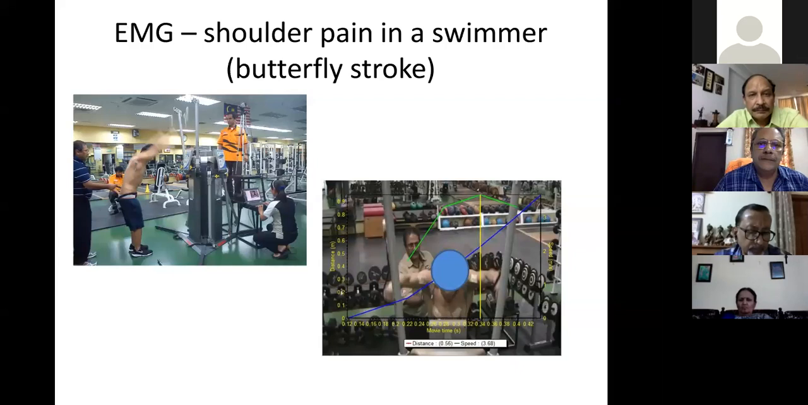You know one thing, electronics and water do not go together. We cannot take electronics into the water, it will get spoiled. So for all these water sports, basically swimmers and all, we have to do everything in land training or in the labs.